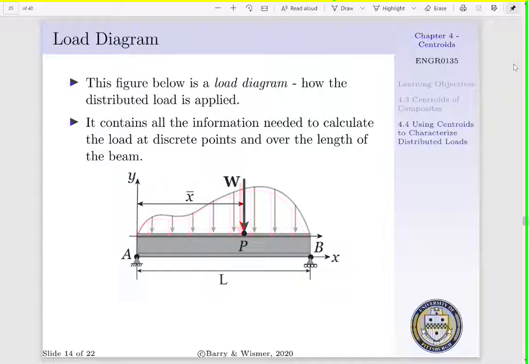Now we see in this situation that we have 0 newtons acting at point A and B, and we have some nonlinearity between the two. We'd have a reactionary force at A in the x and y directions. We'd have a reactionary force at B in the y direction. We'll cover more of this in Chapter 5. Now, these two reactionary forces would have to be equal to the magnitude of our distributed load to be in equilibrium. This load diagram will contain all the information that we would need to calculate the load at discrete points over the length of our beam. But we will not get into details of this just yet.